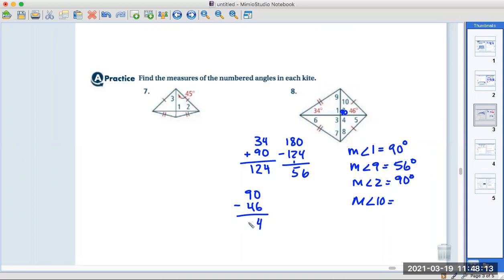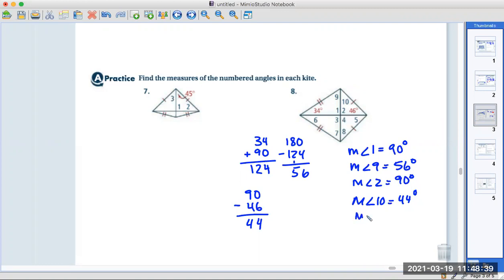Ninety minus 46 is 44. Why do I have a different answer? Yeah, it's 44. 46 plus 44. Yep. Okay, so I'm done with this triangle. And I'm moving down to this one.